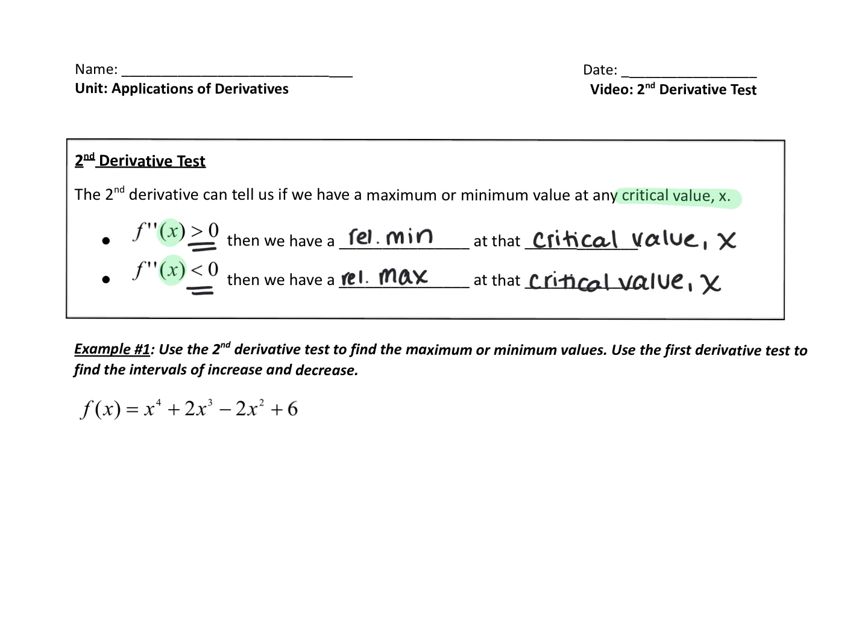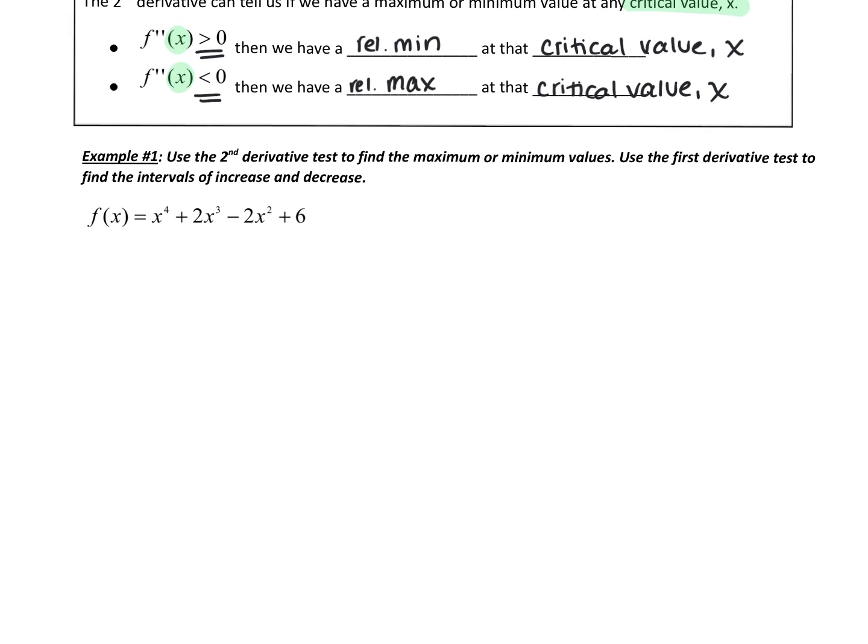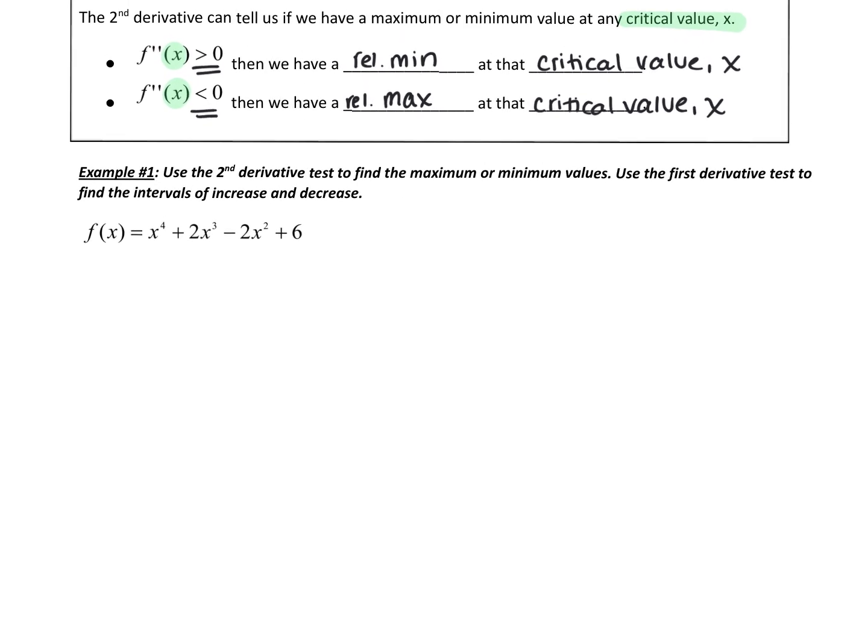So it's just a faster way of finding maxes and mins, and then theoretically we can find intervals of increase and decrease as well. So let's take a look at example number 1. We've got this function f of x, and I want to find, using the second derivative test, where I have a maximum or a minimum. The first thing I need to do is find the critical values. And remember, the critical values are where f prime of x is equal to 0. So first let's take our derivative.